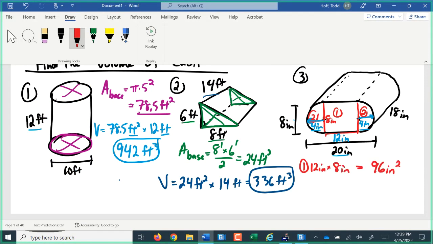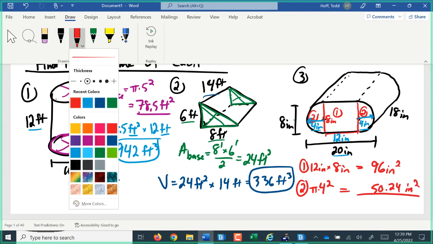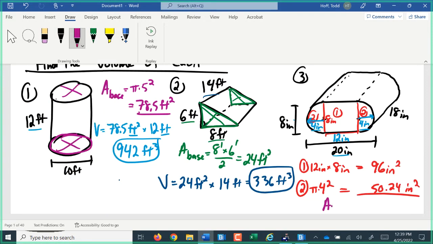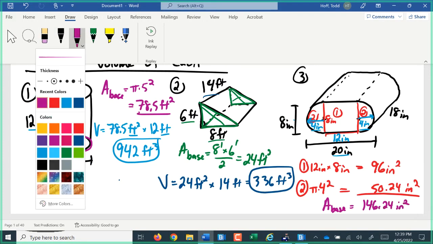Very good. For the circle, we've got a radius of 4. So pi times 4 squared is 50.24 square inches. So the area of that base is found by adding those together, 146.24 square inches. And then to get a volume, it's that times the height, 18 inches.